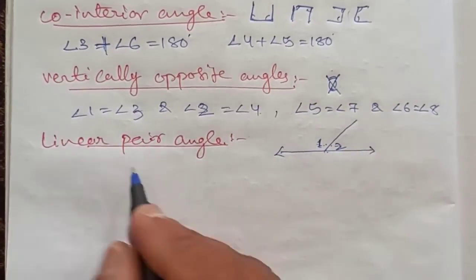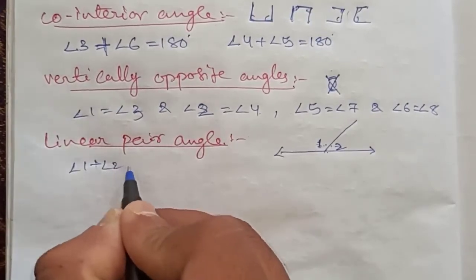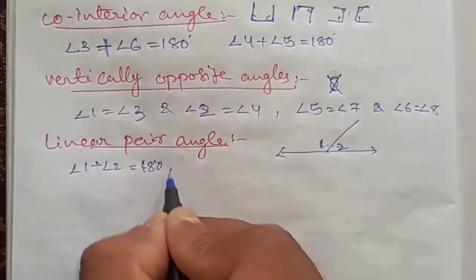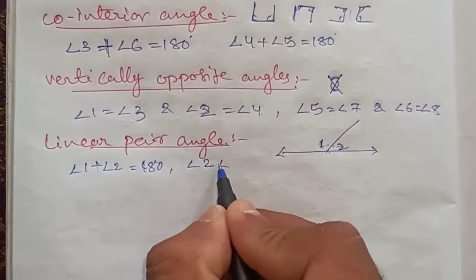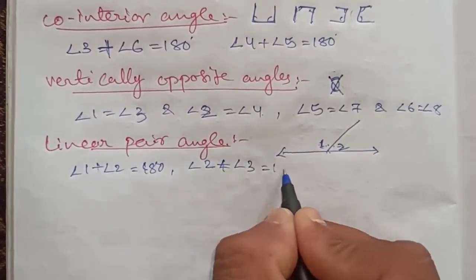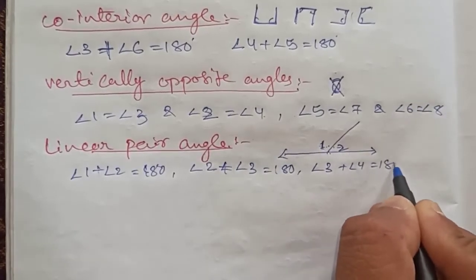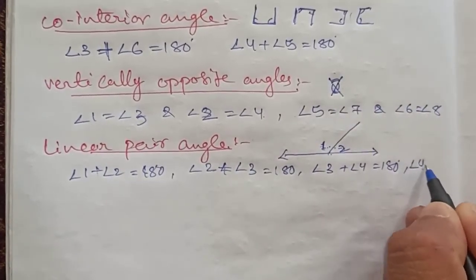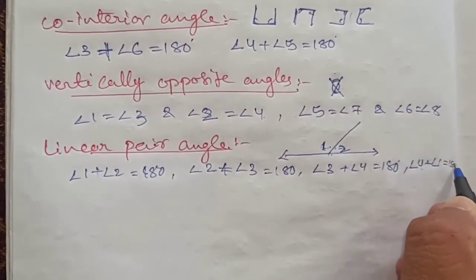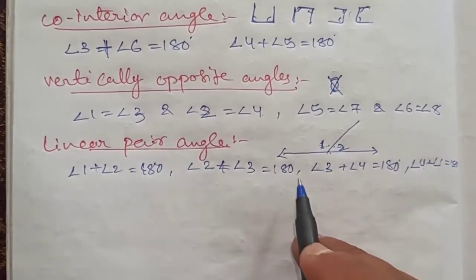So here from the figure, angle 1 plus angle 2 is 180. Angle 2 plus angle 3 is 180. Angle 3 plus angle 4 is 180, and angle 4 plus angle 1 is 180. Is it? Okay, these are linear pair angles.